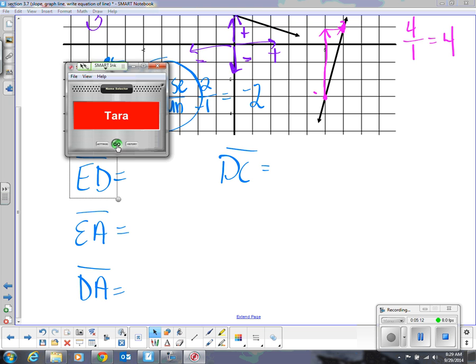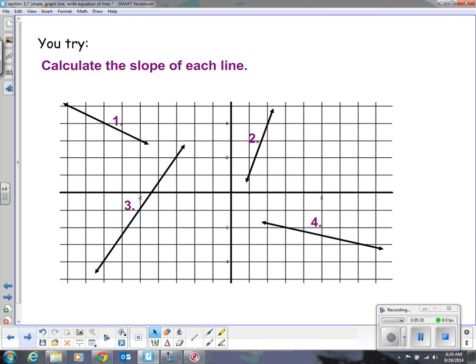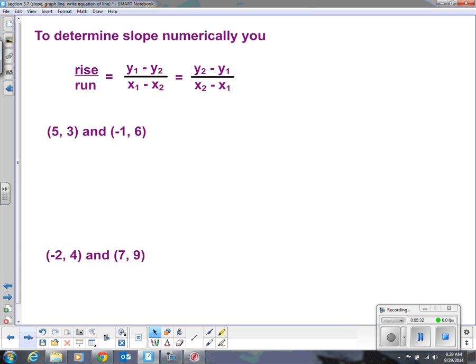What did you get for BC? -4/7. Right, it is negative. Look at your lines going down, so make sure that you did that. So this rise over run is -4/7. It doesn't matter, it could be 4/-7 rather than -4/7. Correct.